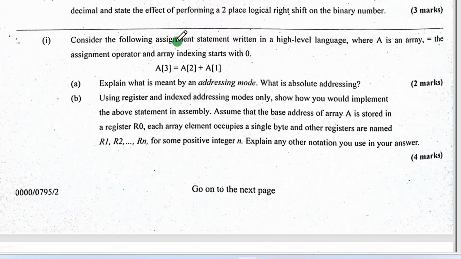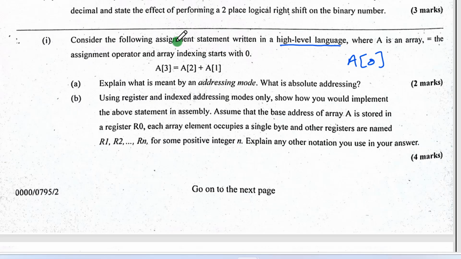A very nice question, under what I'm just explaining under index addressing mode, so that you understand how to use it. Now let us read this question. They say, consider the following assignment statement written in high level language, where A is an array, comma, equals to the assignment operator and array indexing starts with 0. This information is very important. Array indexing starts with 0. When you say array indexing starts with 0, it simply means that your base address should be A of 0. Take note of that.